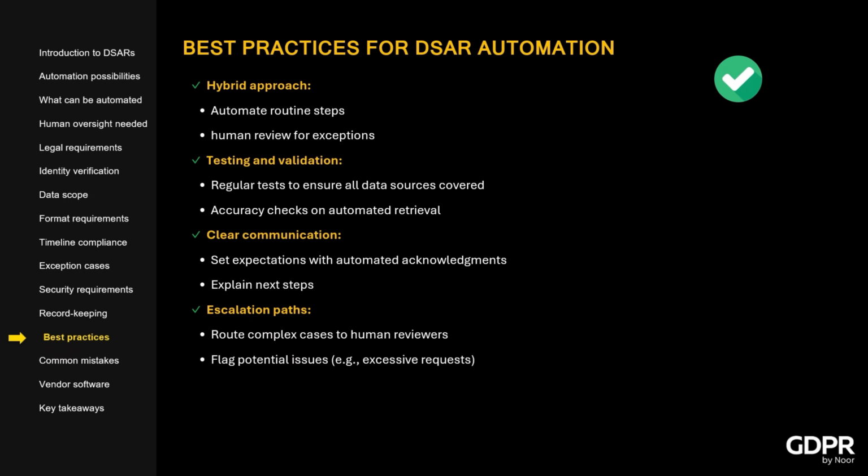Communicate clearly. Send automated acknowledgements. Set expectations. Explain timelines and provide contact details. This reduces confusion and follow-ups. Build escalation paths. The system should detect unusual cases, repeat requests, verification failures, unusual data sources, and route them to a human. The goal is efficiency from automation with the judgment and flexibility of human oversight.